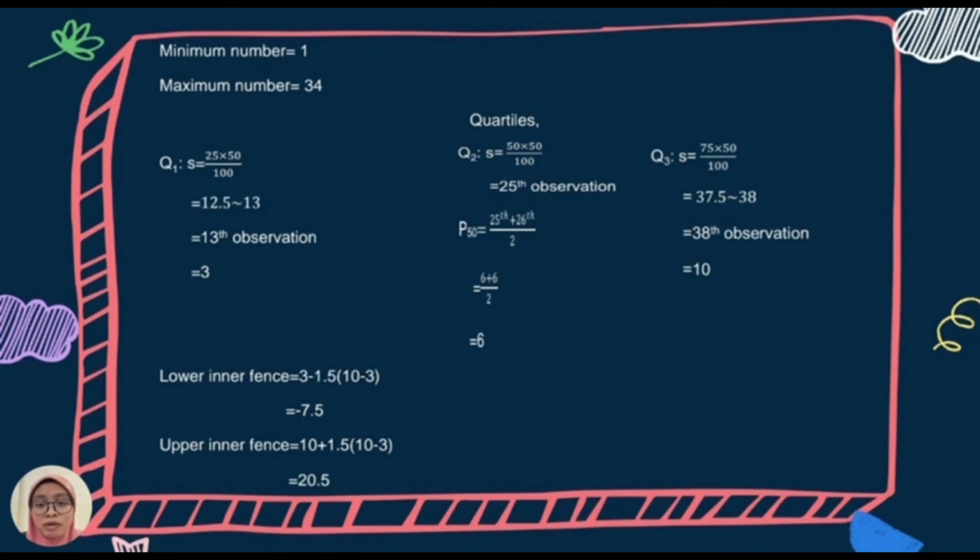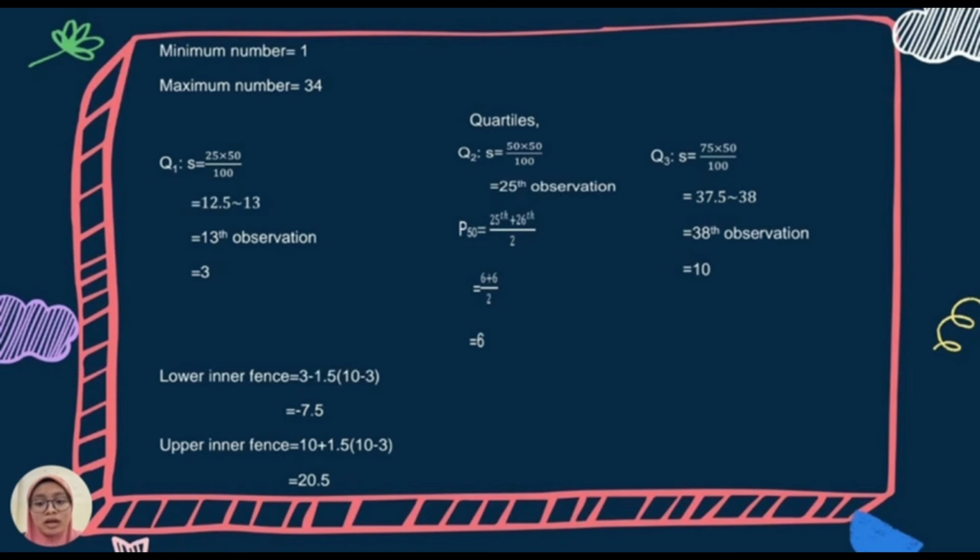For quartile 2, the formula is 50 multiplied by 50 and divided by 100, and I will get the 25th observation. Since it is an integer, I have to use the percentile method, which is to sum up observation numbers 25 and 26 and divide by 2, which from my data is 6 plus 6 over 2, and I will get the value 6. And for quartile 3, the value is 10.